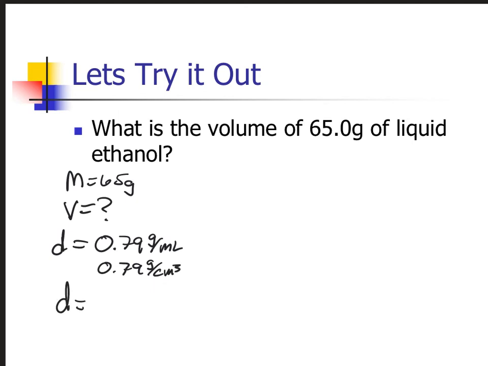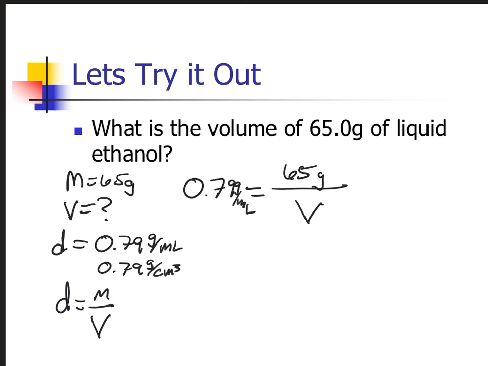The density equation hasn't changed any, and so it is mass divided by volume. Here we have our mass. We plug it into our equation, solving for volume, equals our density. And so here we need to solve for V. Some of us that are a little more experienced at algebra will know that I need to multiply both sides by V so that the volume, not velocity, cancels out algebraically, leaving me with the equation of volume times the density of 0.79 grams per milliliter is equal to 65 grams.